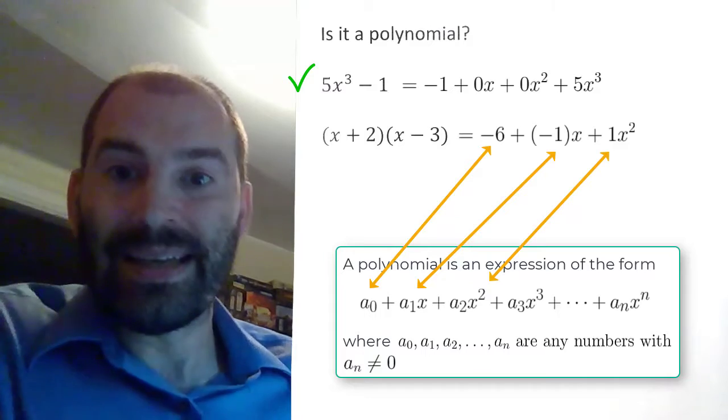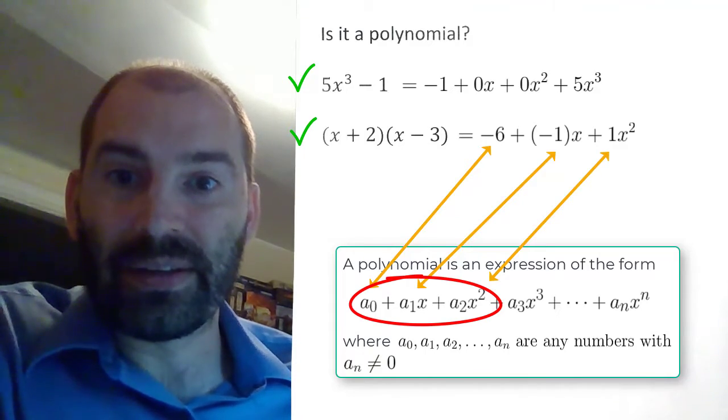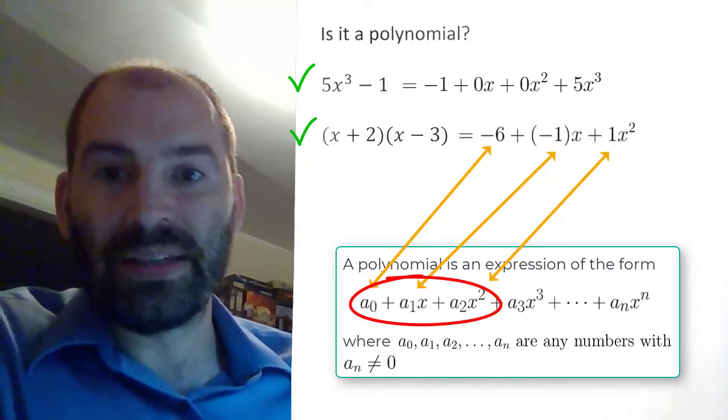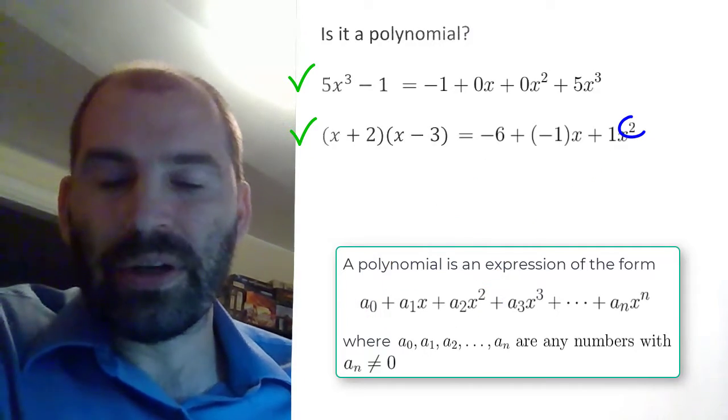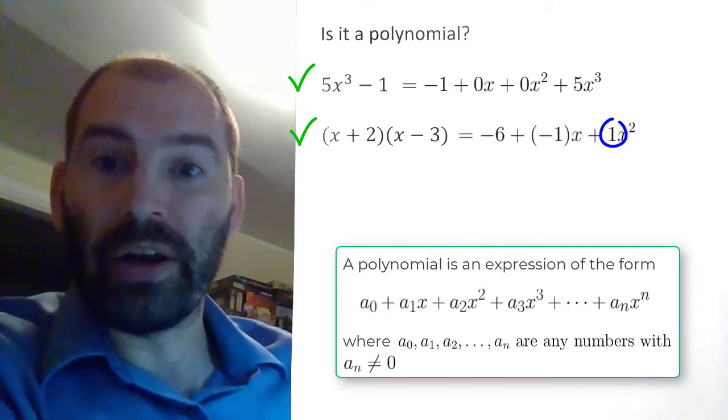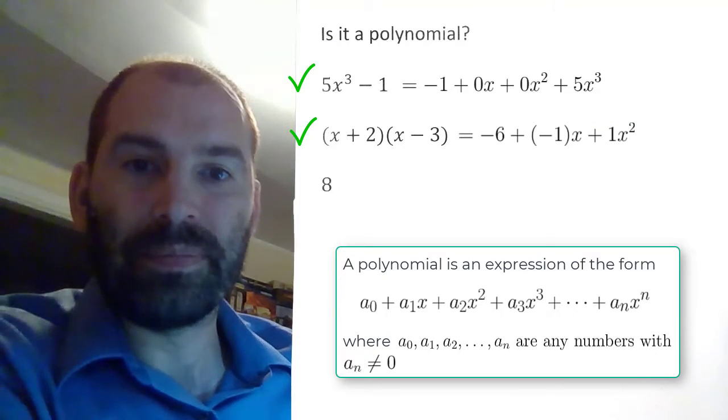And so, yes, it is in that form. It is in the form that a polynomial needs to be in, so this is a polynomial. The degree is 2, and the leading coefficient is 1 in this case. Let's go to the next one.